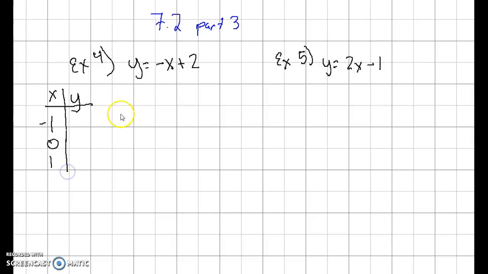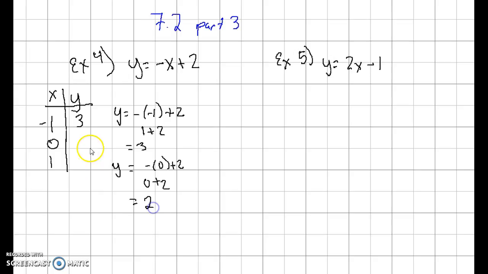Right? So keep close together. So y is equal to negative times a negative plus 2. So that will turn out to be a 1 plus 2, which gives me 3. So that's my first point. Y is equal to negative times 0 plus 2. So that's just 0 plus 2, which gives me 2. Awesome. And let's plug in a positive 1. So negative times a positive still gives me a -1. And we have 1. So notice our outputs are 3, 2, 1.